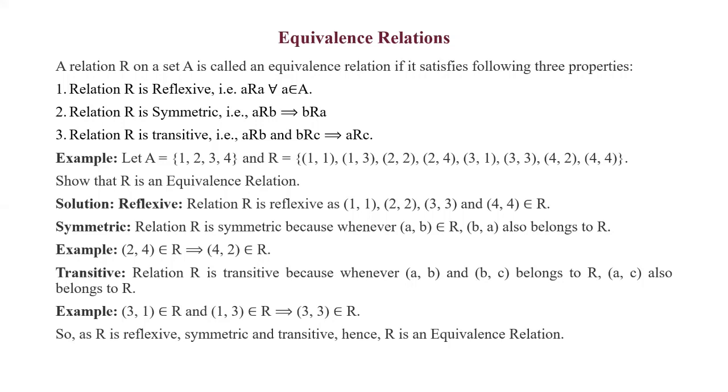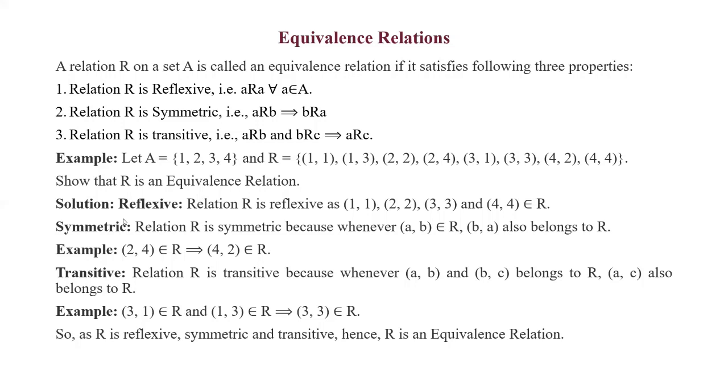For reflexive, you have to check how many elements are in set A. In set A, there are 4 elements, that is 1, 2, 3, 4. All these 4 elements must relate to themselves in relation R, that is (1,1), (2,2), (3,3), and (4,4) belong to R. So check whether (1,1) belongs to R. Yes. (2,2) belongs to R. Yes. (3,3) belongs to R. Yes. (4,4) also belongs to R. So this given relation is a reflexive relation.